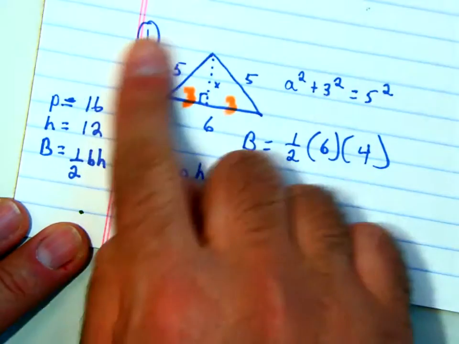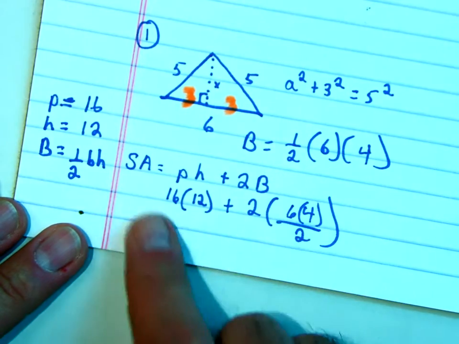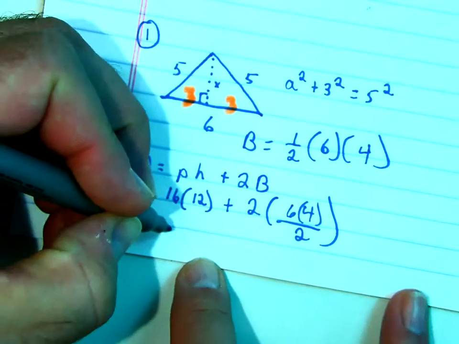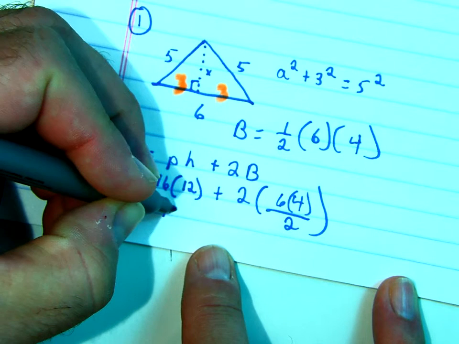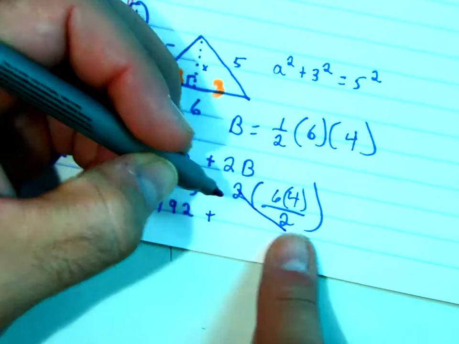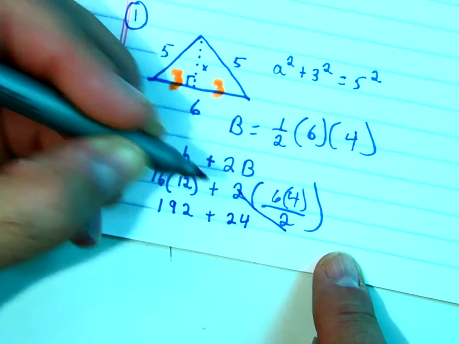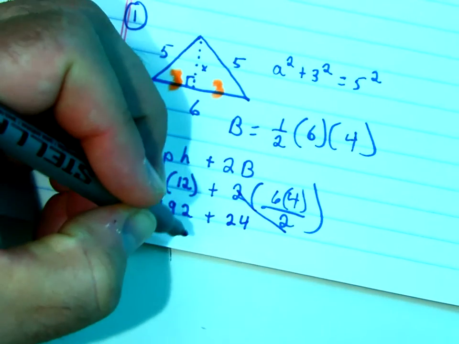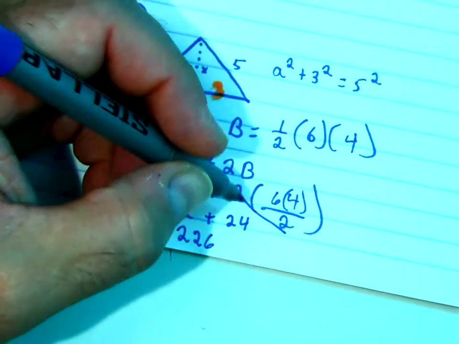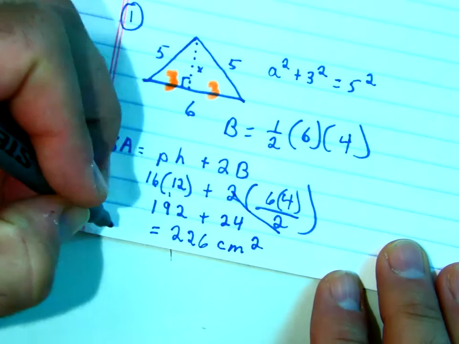So again, trying to keep that work organized. That's the key. Knowing what everything is, then plugging it in correctly. So 6 times 12 is 72, plus, hopefully you know those 2's cancel out. This becomes 6 times 4, 24. And what is 72 plus 24? Yes, you're correct. 96. And in this case, it would be centimeters squared, because we're finding surface area.